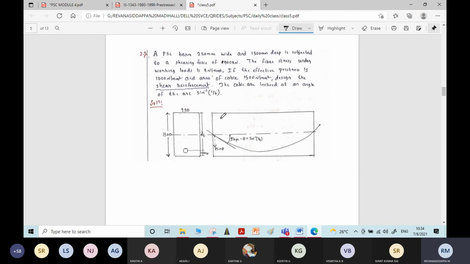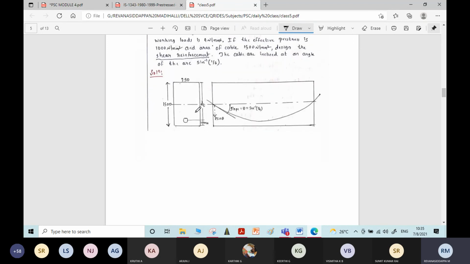You go through the problem. It is a slightly different problem compared to the previous one. A PSC beam 250 mm wide and 1500 mm deep is subjected to a shear force of 900 kilonewton. The cross section of the beam is given. The fiber stress under working loads is equal to 4 Newton per mm square. Let me write the given data.